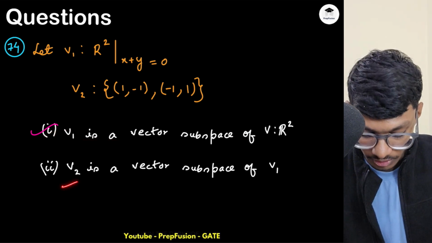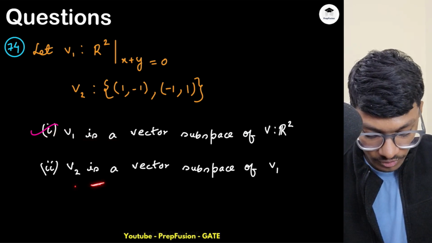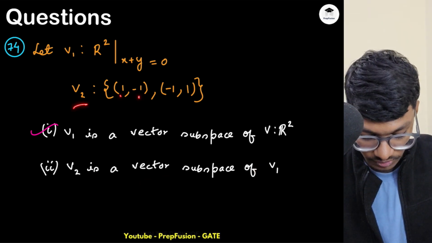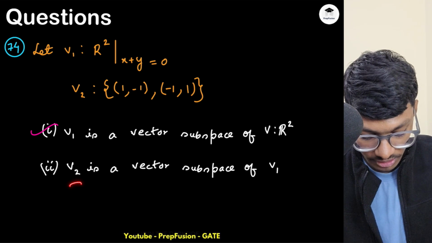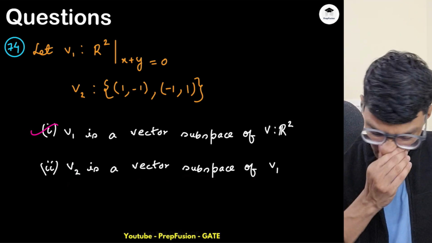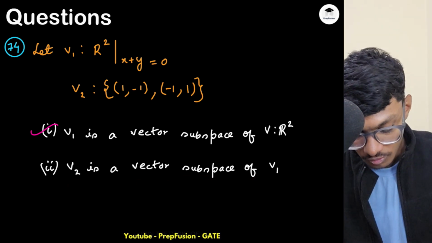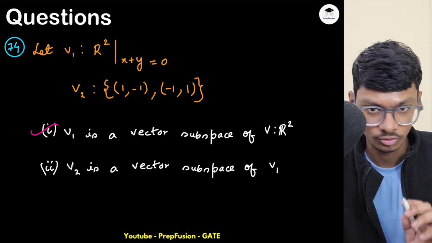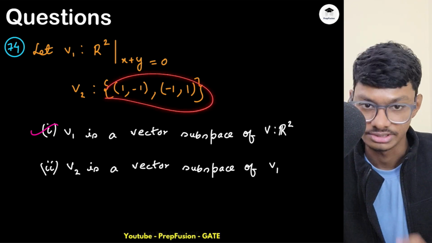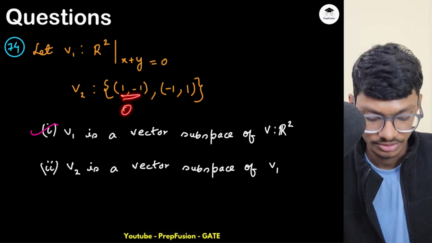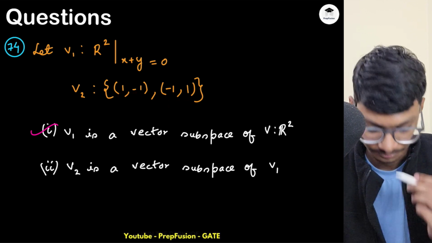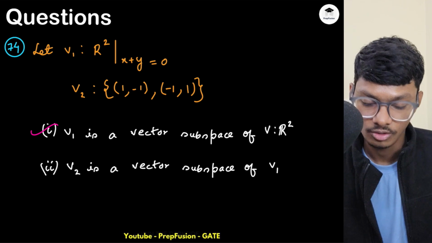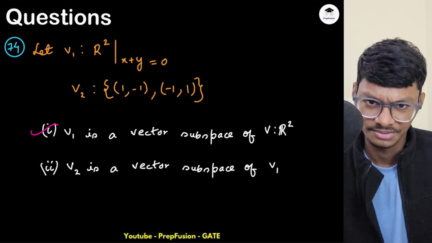This one is correct. Now let's come to the second, V2. V2 is a vector subspace of V1. So V2 is 1 minus 1 and minus 1 1, and it claims that it will be a vector subspace of V1. So let's check. V2 is a set of two-dimensional vectors, and these are all real. If I do x plus y over here, this will be 0.